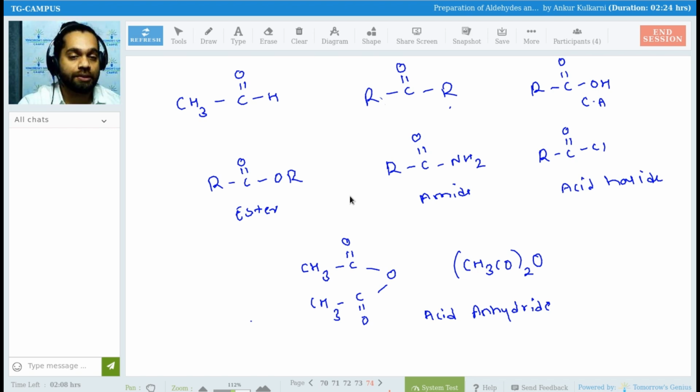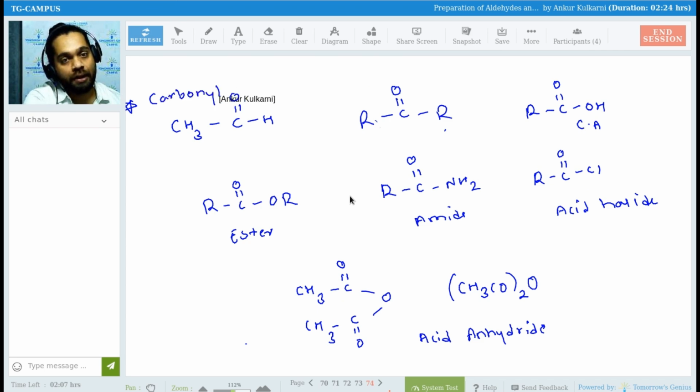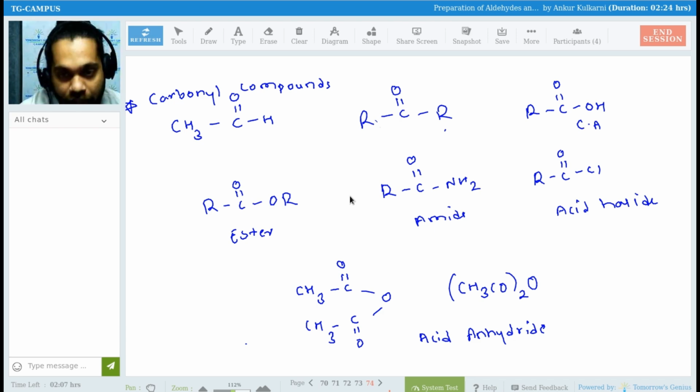These are all the functional groups we are going to study in this chapter. But the name of the chapter is aldehydes, ketones and carboxylic acids. Actually, the name should have been carbonyl compounds, because these are all carbonyl compounds and that is what we are going to study in this chapter. Come on, finish it and tell me done in the chat box.